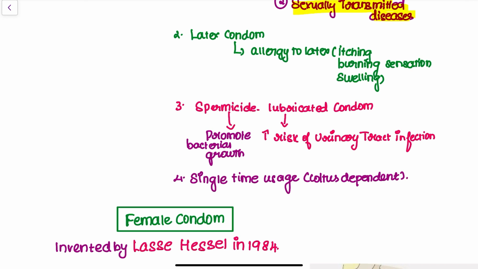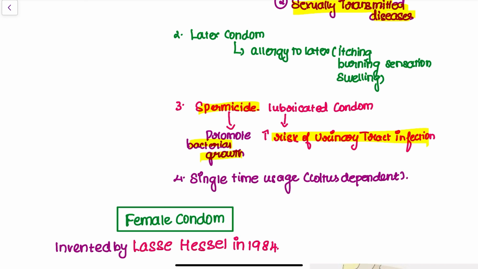So this spermicidal agent used along with the male condom, its major action is to decrease the motility as well as the viability of the sperms, right? So once the viability and the motility of the sperm are lost, then the partner is actually protected from any conception. But the disadvantage with respect to this spermicidal lubricated condom is that spermicidal agents can sometimes promote the growth of bacteria. So if it promotes bacterial growth, sooner or later this bacteria can actually ascend up the urinary tract and can lead to an increased risk of urinary tract infection, right?